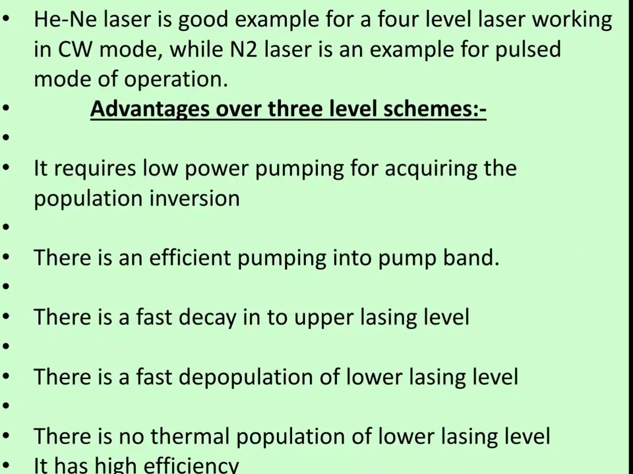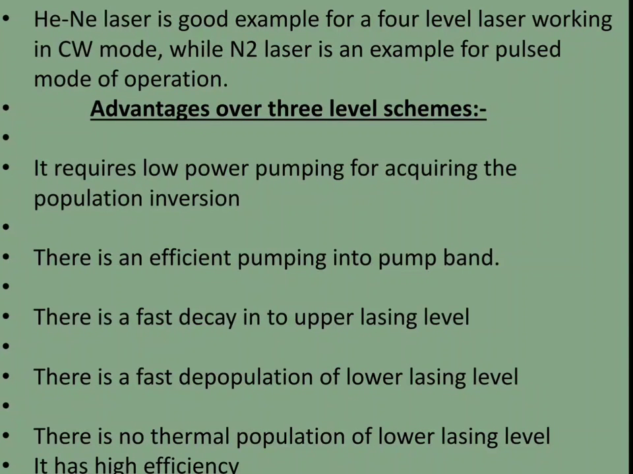But still it also has some drawbacks. The power is very low, in milliwatts, while in a ruby laser the power output is about 10,000 watts. That means this type of pumping scheme is generally used in low power laser cases. So for high power lasers, we have to take the 3-level pumping scheme.